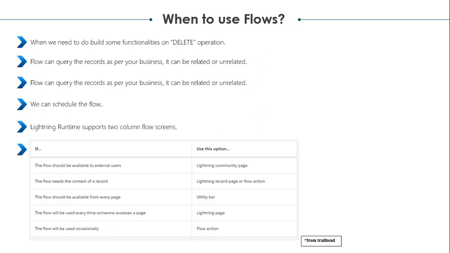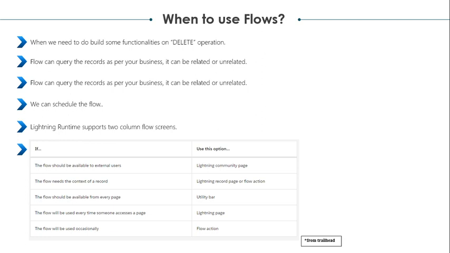Now, the following table, I have taken from Trailhead. This table is very informative. The table describes when we have to use the flow. The left side column describes the scenarios, and the right side column tells which component we have to use for the particular scenario. If the flow should be available to external users, we have to use the Lightning community page. If the flow needs the context of a record, we have to use the Lightning record page or flow action.